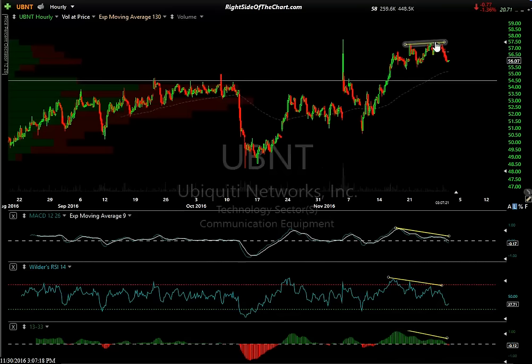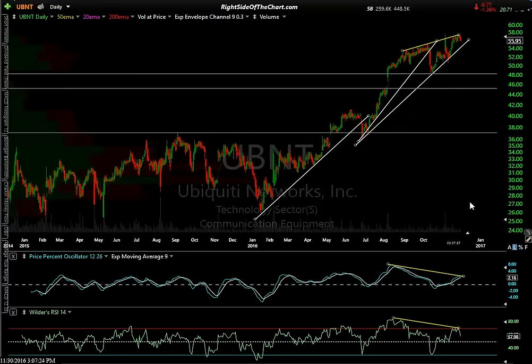UBNT, negative divergence, divergent high on the 60-minute chart. As you can see, all the negative divergence, same story as the rest. There's a daily chart, clear negative divergence. PPO's curling down, making a bearish crossover to confirm that divergence. So here's your bearish rising wedge pattern. These were just other trend lines that I had on that stock.